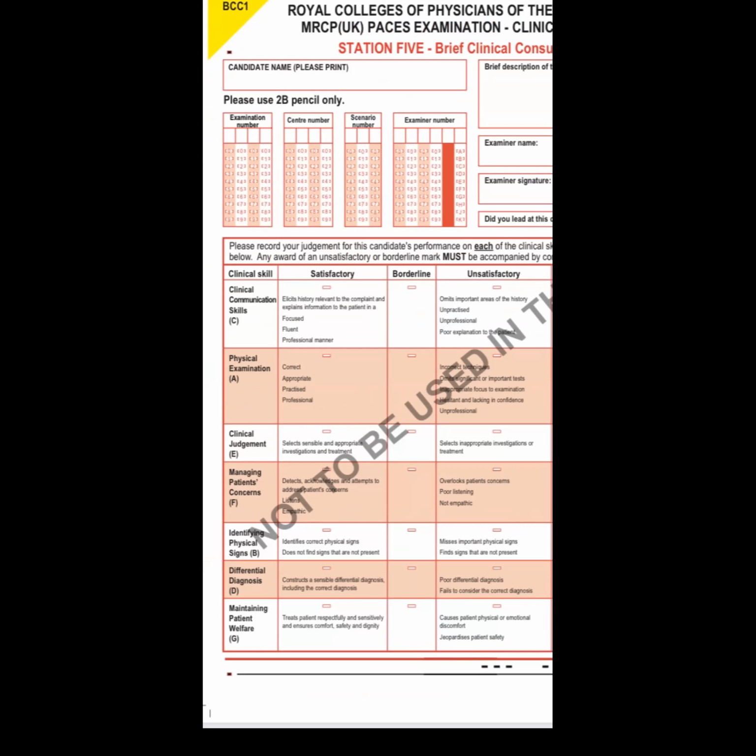The second skill is physical examination skill. This is going to be scored according to whether you did all relevant physical examinations, and whether you did them in a proper way or not. Again, the total score is 4. Then clinical judgment: as we mentioned, your plan should be sensible, should make sense, correct, appropriate, practiced, and professional.